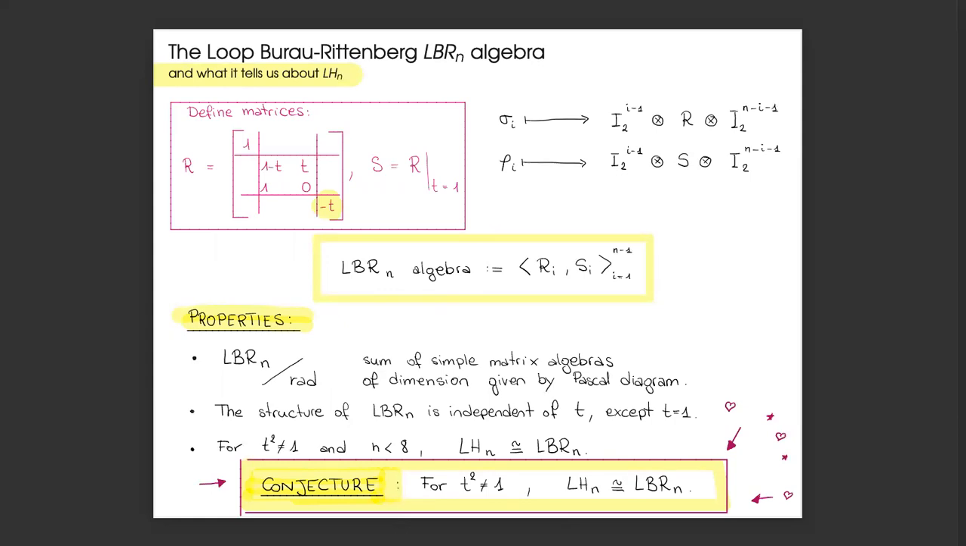The way we define this loop Burau-Rittenberg algebra is by matrices and relations. So we take the algebra generated by these matrices here that look, we say, oh, that's Burau. No, look at the minus t down here. It's slightly different than Burau. And the matrices S will be like the matrices R, where we specialize t equal 1. And the way we obtain the representation is by sending generator sigma i into this composition here and rho i into this composition here.